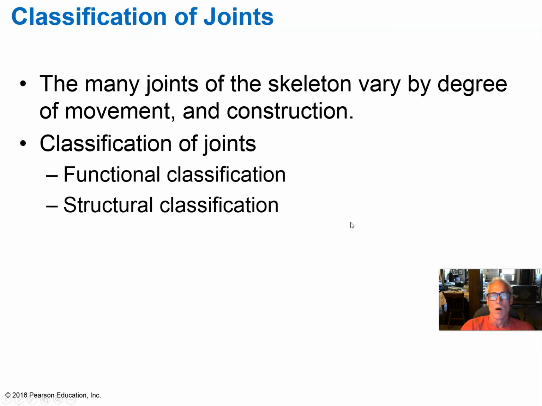So we learned about bones and bone tissue, and that's the tough stuff, and then we come to the weak link in the chain, the joints that connect the bones together. So we're going to learn a little bit about different types of joints. First, we'll look at a functional classification of joints. And then we'll look at a structural classification scheme for all the different joints in your body.